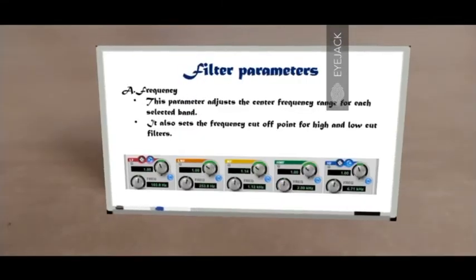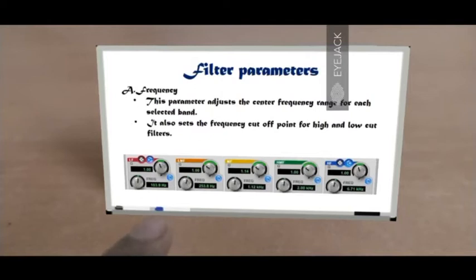The first filter parameter of a parametric EQ filter is frequency. This parameter adjusts the center frequency range for each selected band. It also sets the frequency cutoff point for low and high cut filters. As you can observe here, the entire human hearing range from 20 Hz to 20 kHz has been split into 5 different frequency bands. They are the low frequency, the low mids, the mid frequency, the high mids, and the high frequency. Here we are free to choose the center frequency of each of these frequency bands.